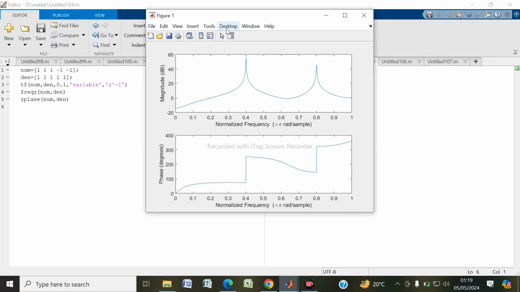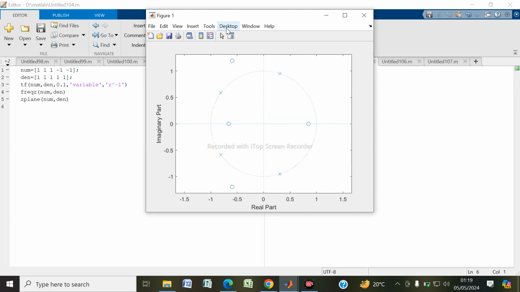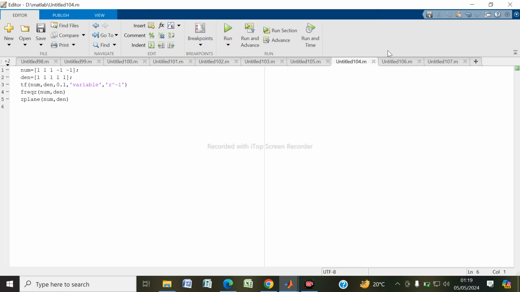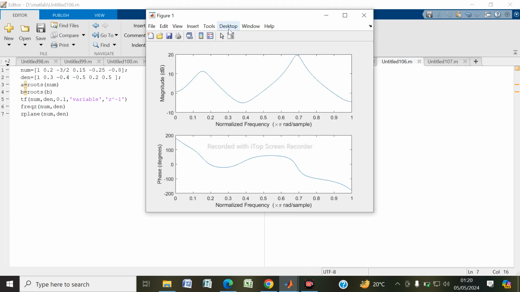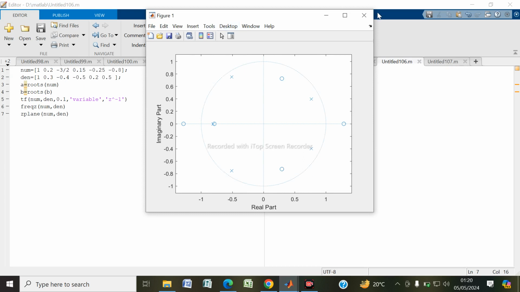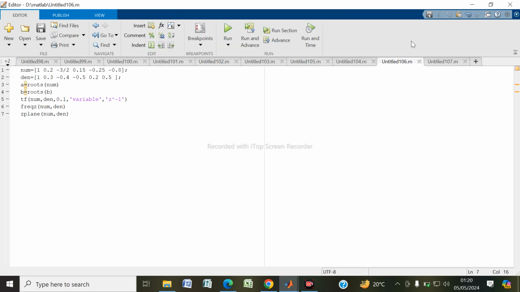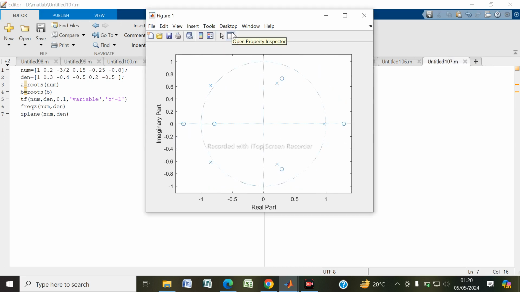Like for task number 6, these are the poles and zeros graph. Not 6, basically 10 tasks. And now for the next task, as you can see, this is the graph. Now for task 10, as you can see, here is the poles and zeros graph.